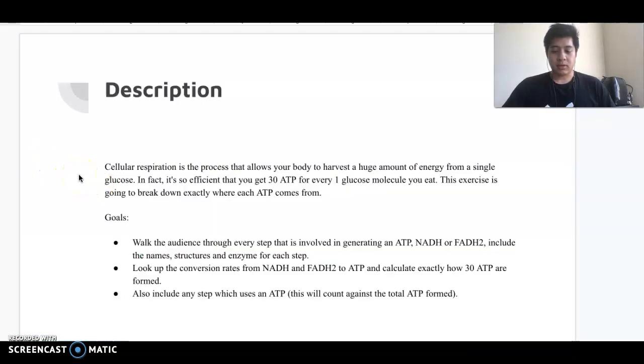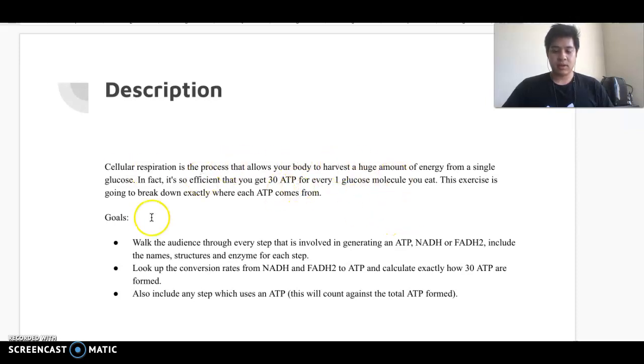So just a quick description. Cellular respiration is the process that allows your body to harvest a huge amount of energy from a single glucose. In fact, it's so efficient that you get 30 ATP for every 1 glucose molecule you eat. This exercise is going to break down exactly where each ATP comes from.